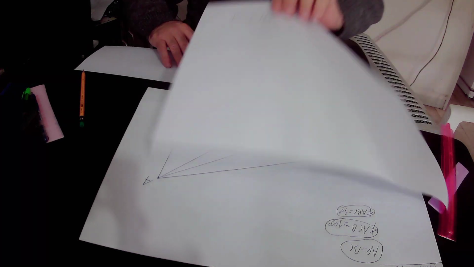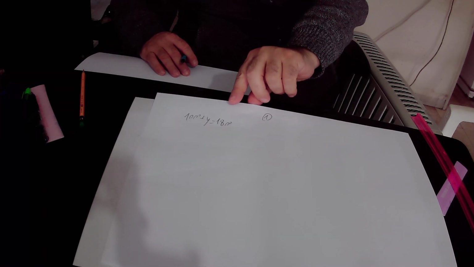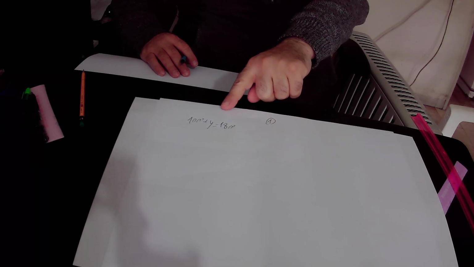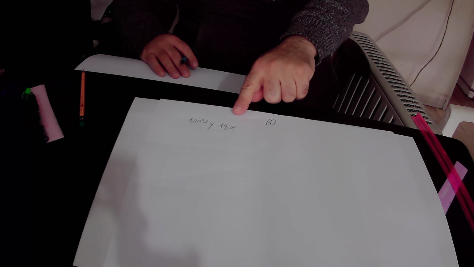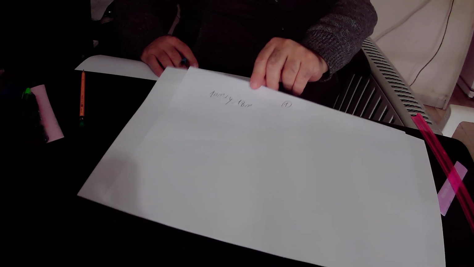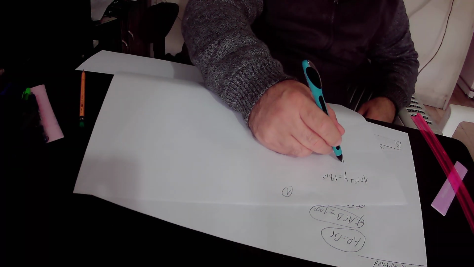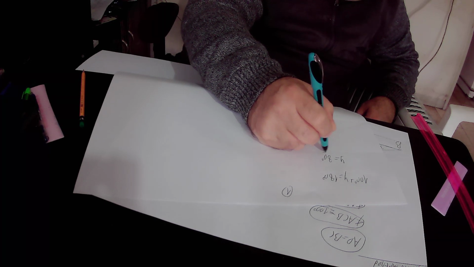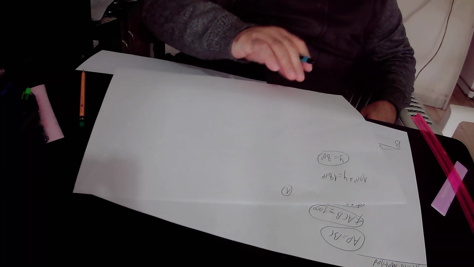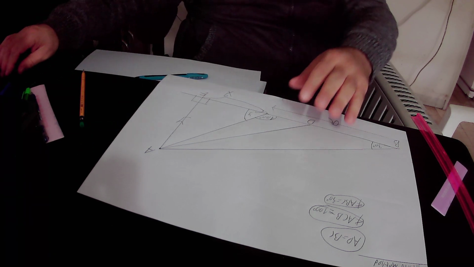I repeat again. On the upper side of the straight line BE at point C, the sum of the angles must be equal to 180 degrees. That is to say, 100 degrees plus Y must be equal to 180 degrees. We will subtract 100 degrees from this equation, and we will get that angle Y equals 180 degrees minus 100 degrees, which is 80 degrees. So angle Y equals 80 degrees.